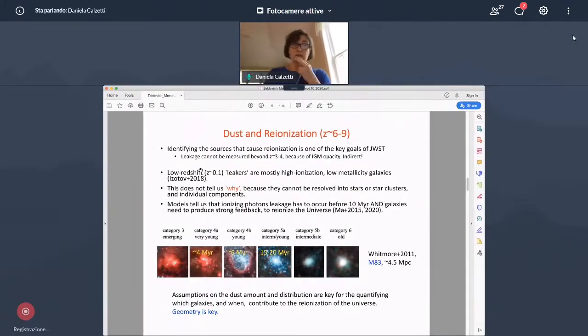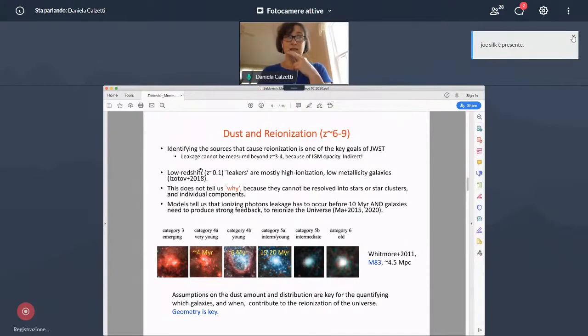Another impact of dust is at the time of reionization. Again, why do we worry about dust at redshift 6 or 9? Dust enrichment in galaxies, although we still know very little, appears to be happening very quickly. So if galaxies start producing stars at redshift 15 or 20, by redshift 9-6, during the full reionization of the universe, effects of dust might actually alter our ability to explain how reionization occurred. The added complication is that at those redshifts, we cannot really probe ionizing photon leakage because of the opacity of the IGM.